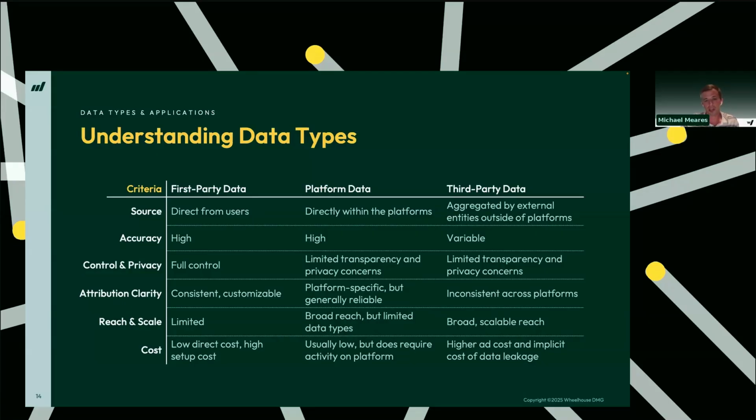Platform data and first-party data are much lower cost, but generally I would say for platform data, the cost is low, but it does require some activity on the platform, right? Like you have to generate the clicks and the impressions before you can use that data in whatever way you're trying to use it. And first party data, after you have it set up and everything, has very low direct cost because you're not having to pay anyone for it. But it can have a high setup cost, just getting your strategy in place and the structure set up. But obviously it can be a super important investment.